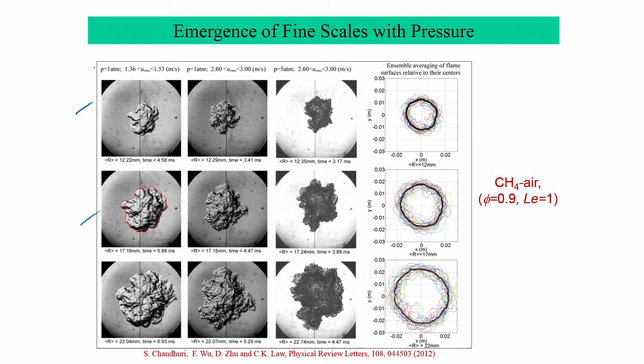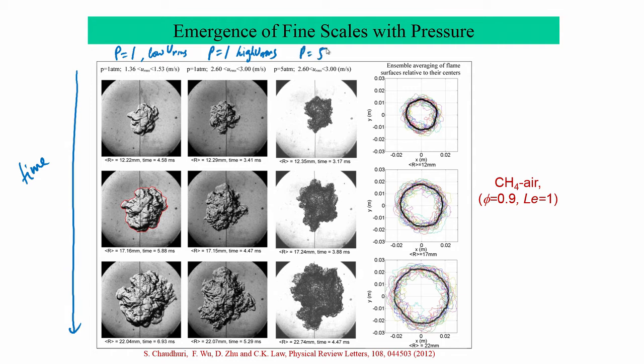In this matrix, time increases in this direction for the same experiment, and in this direction the experimental conditions increase. From here, this is P equals 1 with low URMS, or u prime low. Here we represent u prime by URMS. This is P equals 1 with moderate or high URMS, and this is P equals 5 and high URMS.